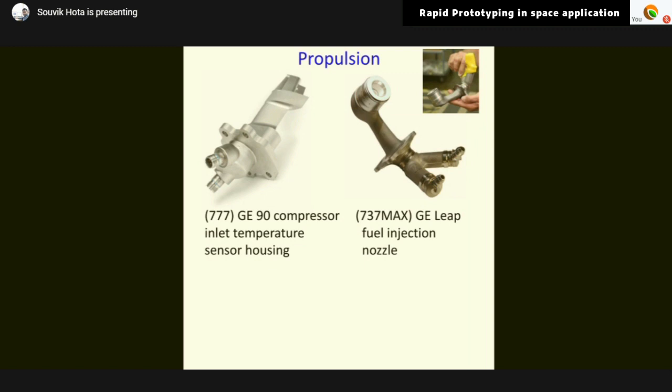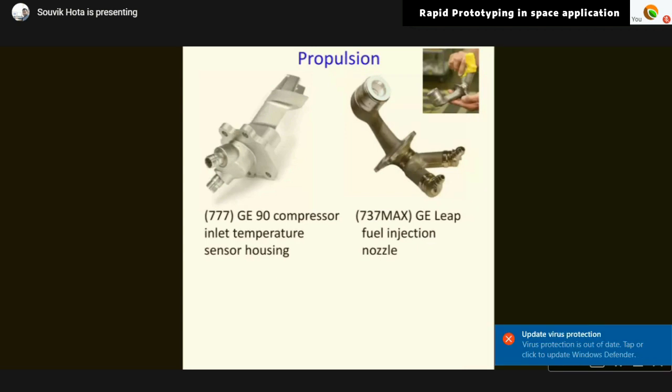So previously, in the conventional method, when they were manufacturing this fuel injection nozzle, they were integrating 20 parts into it. But now we can make it with a single part itself, which cut the weight of this nozzle by 25%. That is a much more interesting fact in this research.